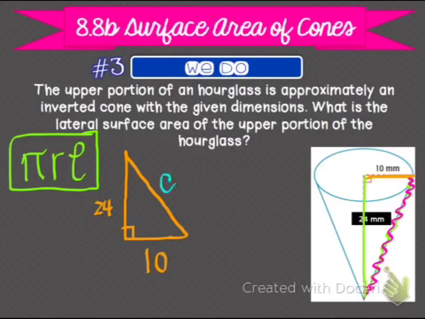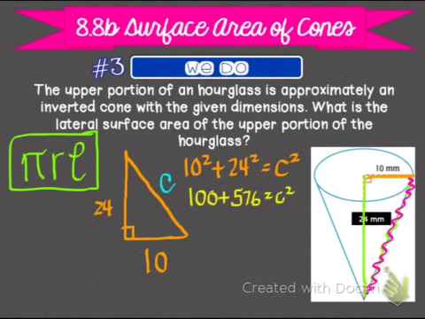So the way that we're going to do that is we're going to do A squared plus B squared equals C squared. So A squared is 10 plus B squared is 24 equals C squared. So I have squared these and then added them together to get 676.